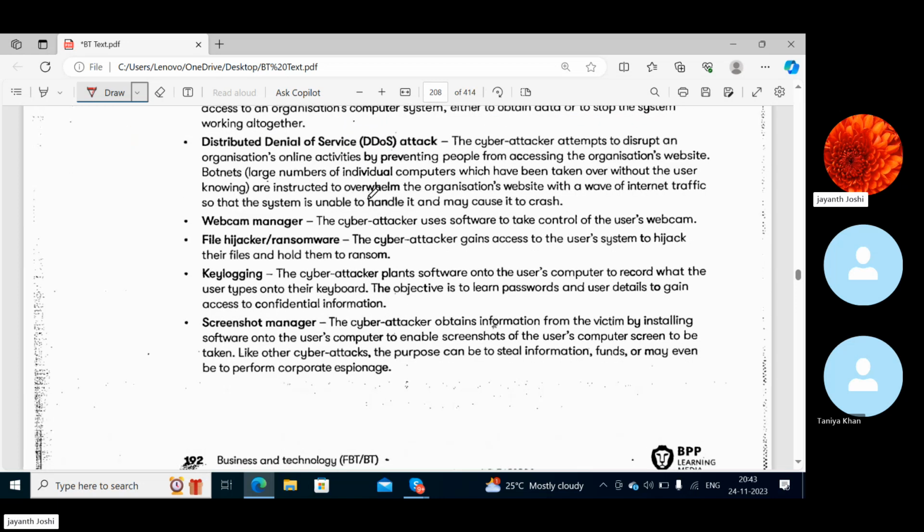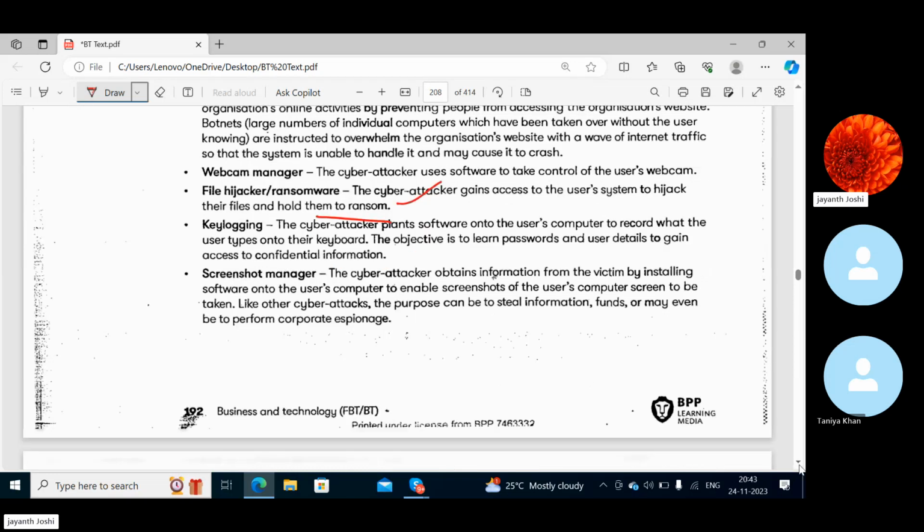Webcam manager. The cyber attacker uses software to take control of users' webcam. File hijacker, ransomware. Cyber attacker gains access to user system to hijack their files and hold them to ransom. That means asking money and giving them back.